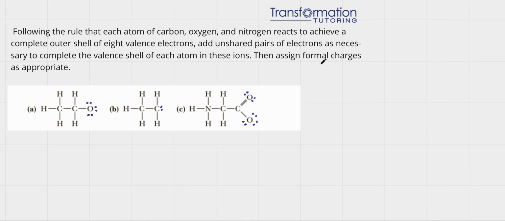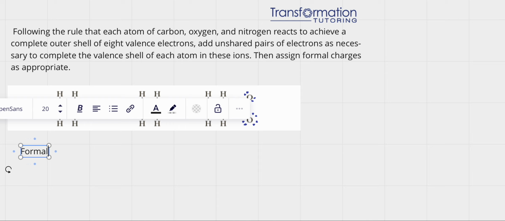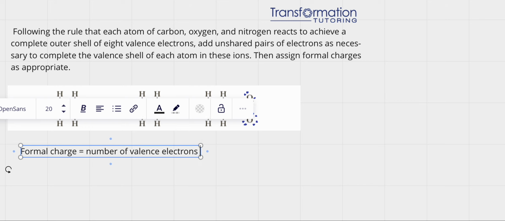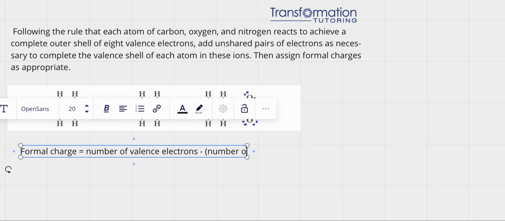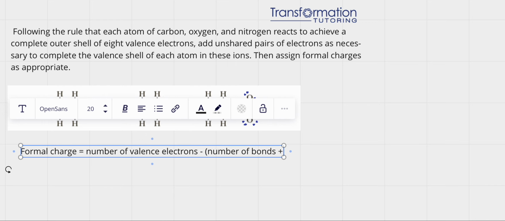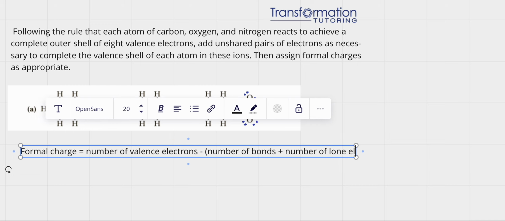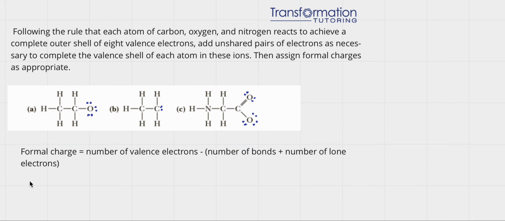Now it says that we have to assign formal charges as appropriate. So first let's define how to figure out the formal charge. So let's write it out. Formal charge is equal to the number of valence electrons minus number of bonds plus number of lone electrons. Let's go ahead and use this formula to calculate the formal charges. We don't need to do that for hydrogen because hydrogen only needs 2 electrons, so it is happy and it will not have a formal charge.